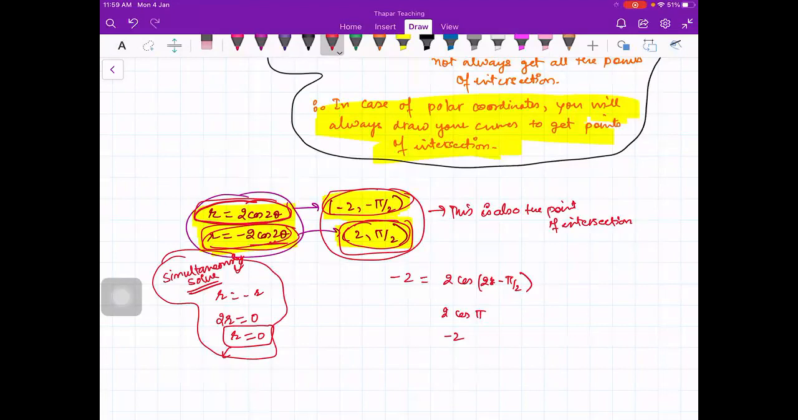So how will you be sure that these are all the points of intersection? You will plot these curves. Is that okay, beta? Yes, no?